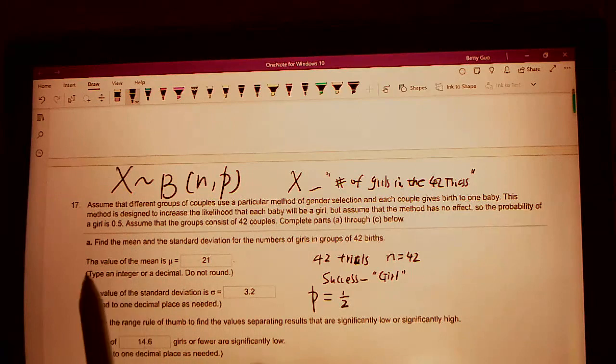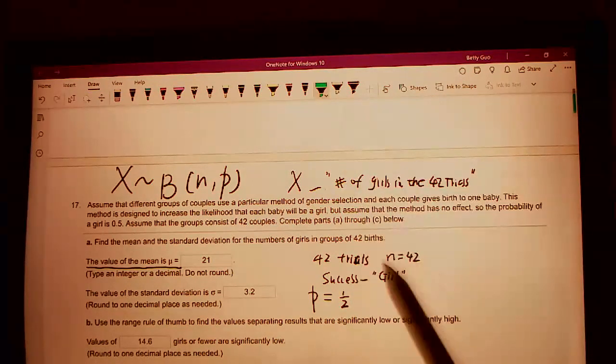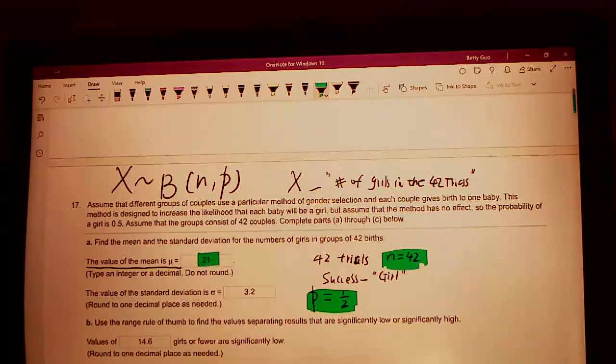The first part, A, is to find the value of the mean. Earlier I gave you the formula: the mean equals the product of the 2 parameters, n times p. N is 42, p is half. Multiply them together, 21. So the mean is 21. It makes perfect sense because you have half a chance to get a girl, half a chance to get a boy, right? So among 42 births, of course, you are expecting to have 21 girls. It is consistent with our common sense here.